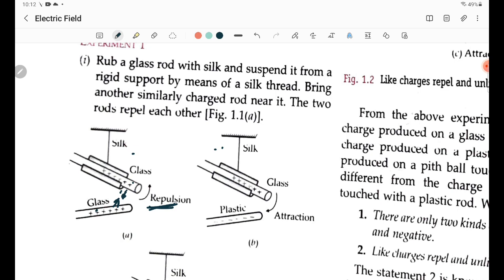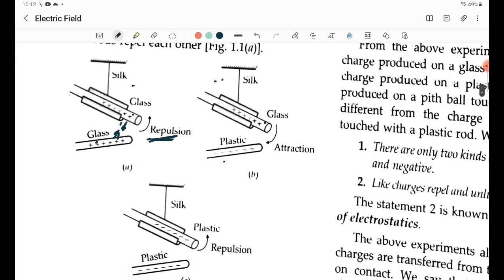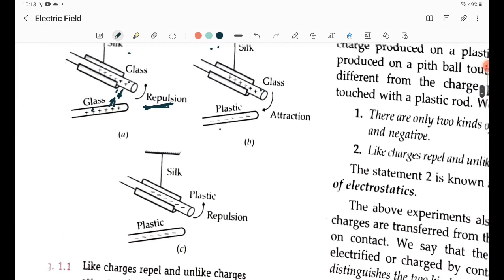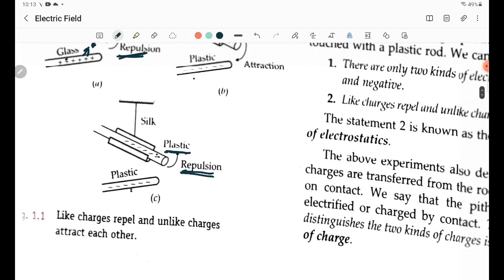Now I am doing the same thing with this. I am taking a plastic rod in place of the glass rod, and this is the glass rod. I am rubbing it with silk. What is happening? They are attracting each other. Now I am rubbing two plastic rods with silk, and bringing them closer. They are repelling. So now you are seeing two things.